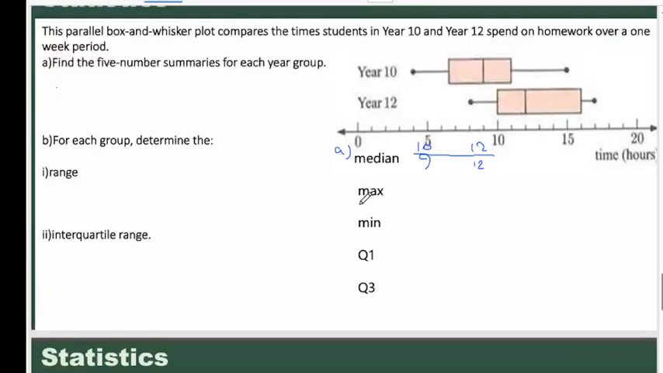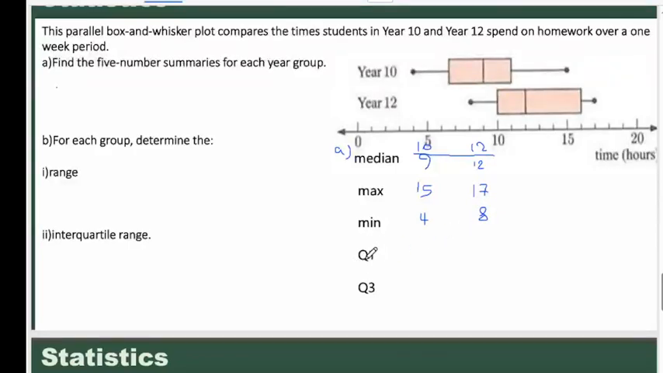And now I will go for max. Max for 10 year would be 15. For 12 would be 17. Now I will go for minimum. Minimum here is 4. And for the 12 would be 8.